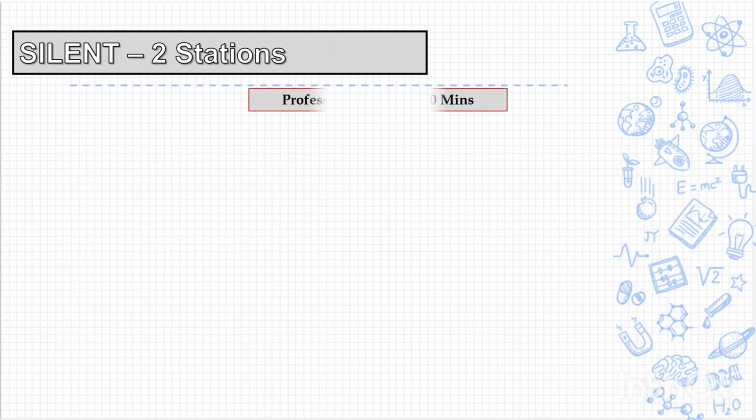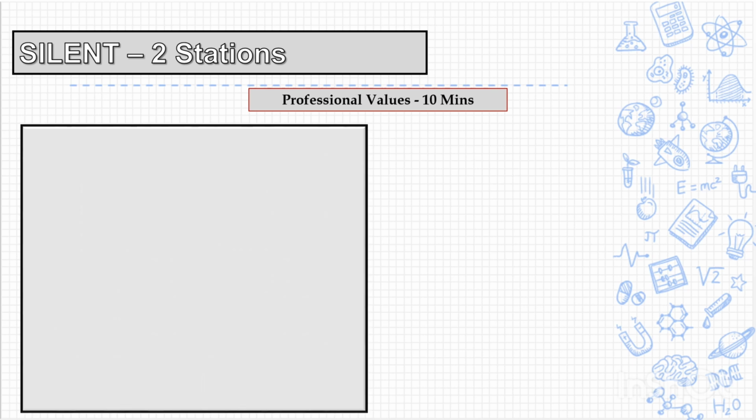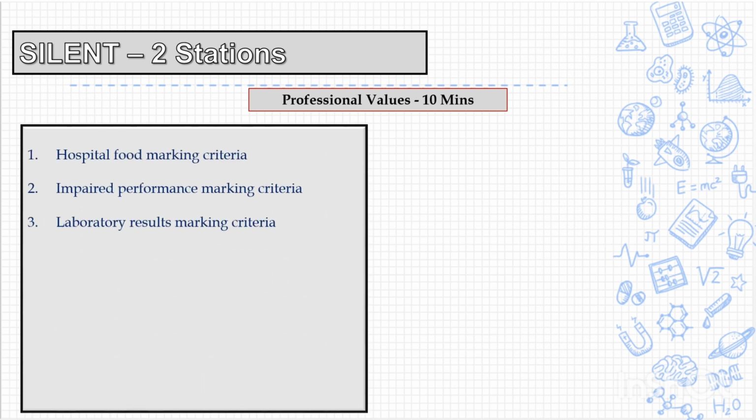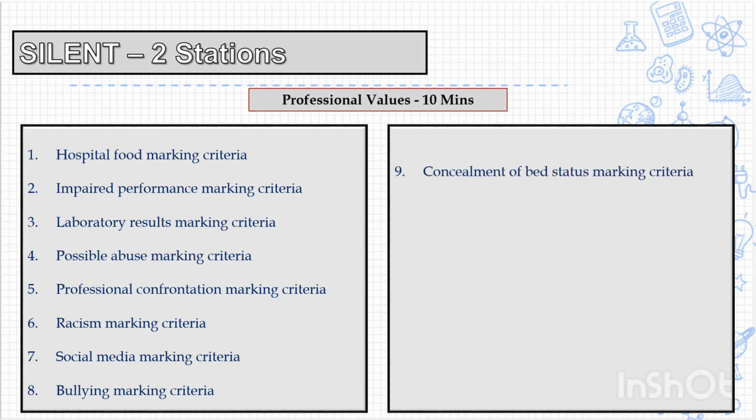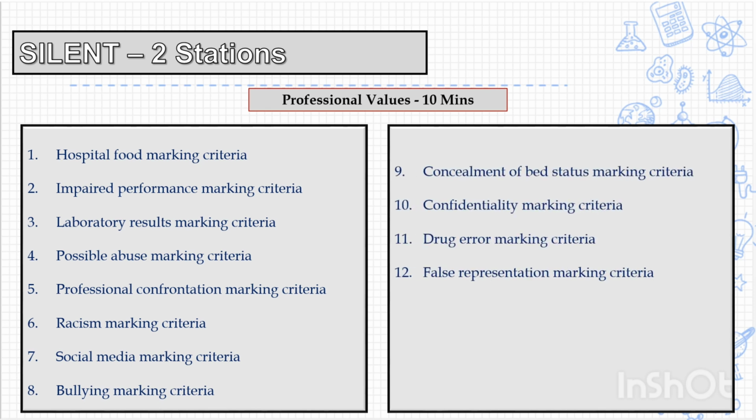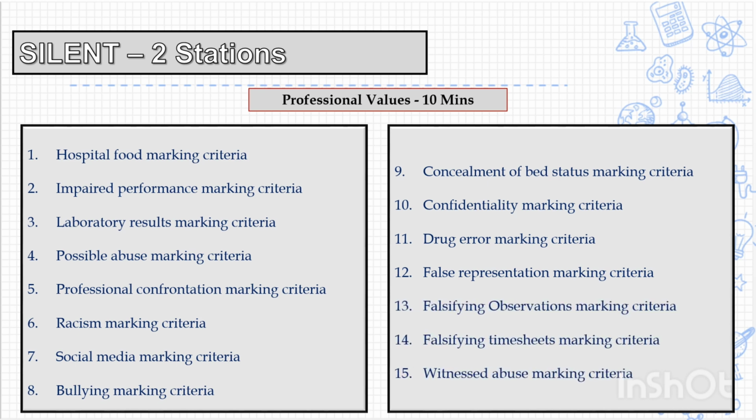The second silent station is professional values, which will also be given 10 minutes. In this, there are totally 15 topics. The first is hospital food, impaired performance, laboratory results, possible abuse, professional confrontation, racism, social media, bullying, concealment of bed status, confidentiality, drug error, false representation, falsifying observation, falsifying timesheets, witnessed abuse.